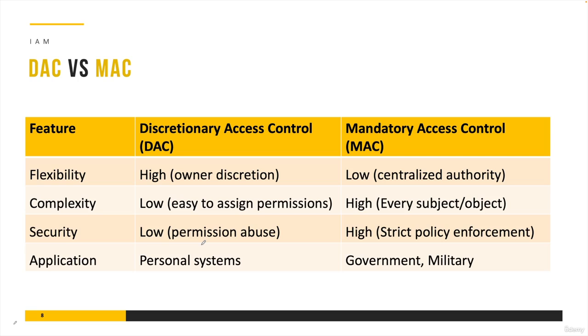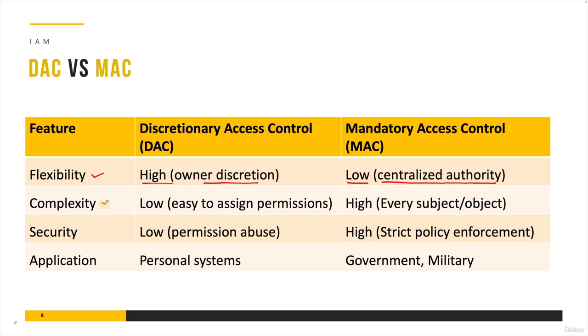Now, let's have a quick comparison of discretionary access control and mandatory access control, which would be sort of a revision of whatever we've covered and also an overview. So, in terms of flexibility, discretionary access control is highly flexible because the owner has complete discretion to assign whatever permissions to whoever he wants. In comparison, mandatory access control is very rigid. It's not flexible at all because a centralized authority is making the decisions. There is no decentralization or discussion or those kinds of things.